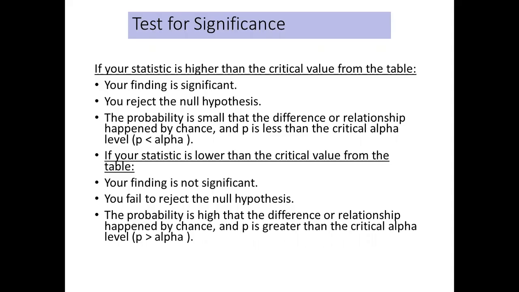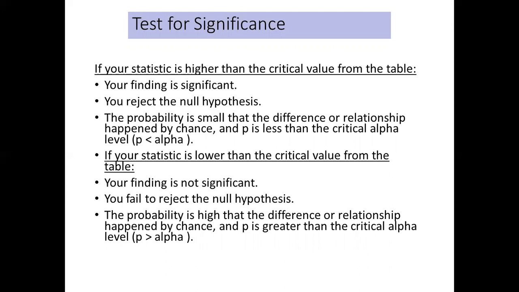Again, I'm not going to go into that detail. Your critical value depends on whether you're using the one-tailed or two-tailed test. However, if your statistic is higher than your critical value, it means your finding is significant. It means you reject the null hypothesis. That is, the probability is low that the difference or relationship happened by chance, and the p-value is less than the critical value, that is the alpha level, 0.05.